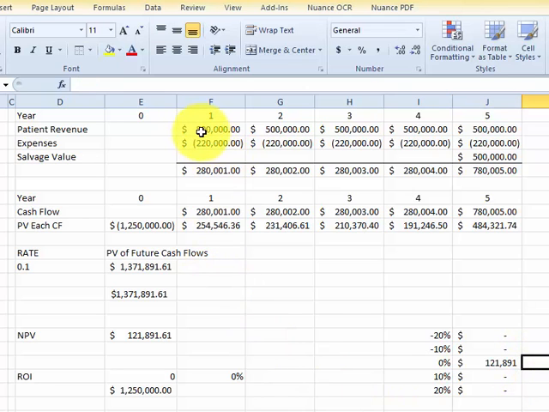Now let's play with the variables, and we're going to play with patient revenue. Maybe we don't get as many patients as we thought. What would be kind of the worst case scenario? And you determine that it's negative 20%. For whatever reasons, 20% of the patients didn't show, and your patient revenue is 20% less. 20% of $500,000 is $100,000. So we're going to change this variable down by 20%, which would bring it to $400,000.